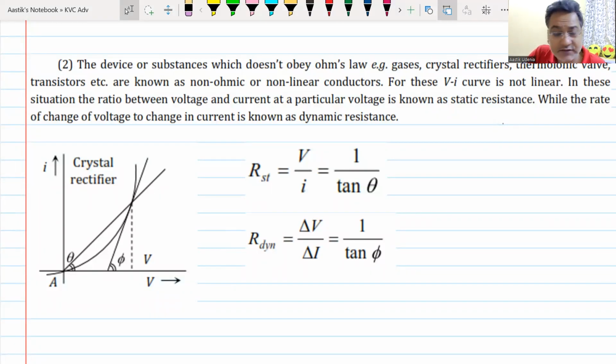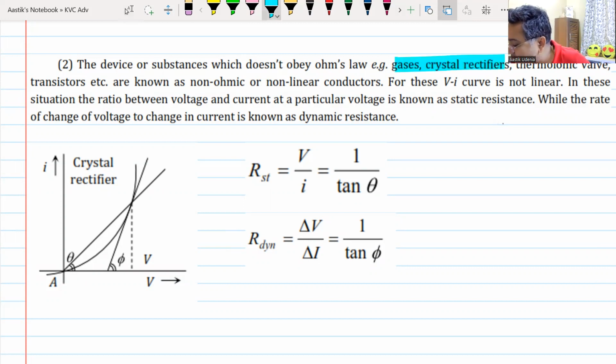Substances or bodies which do not obey Ohm's law are known as non-ohmic bodies. Crystal rectifiers, thermionic valves, all these bodies do not obey Ohm's law. So if they do not obey Ohm's law, their VI curve is not linear. Then they have two types of resistance.